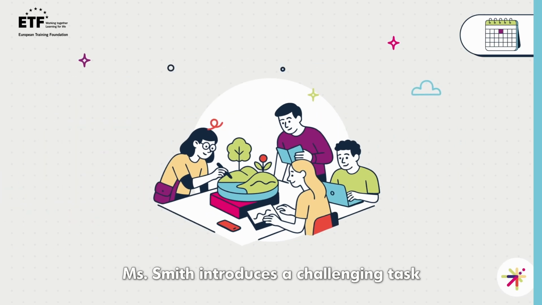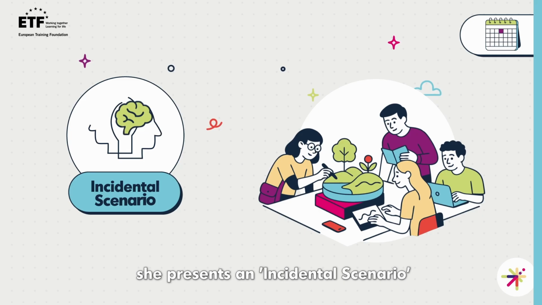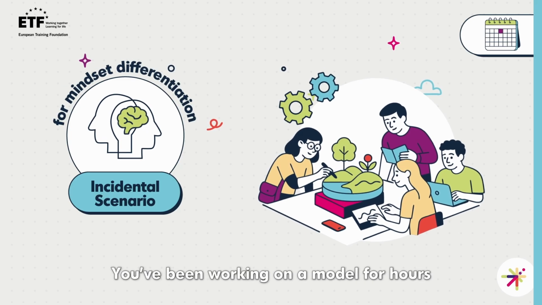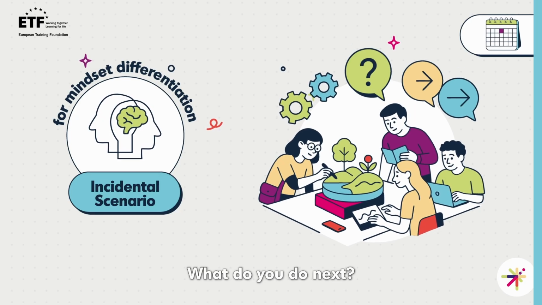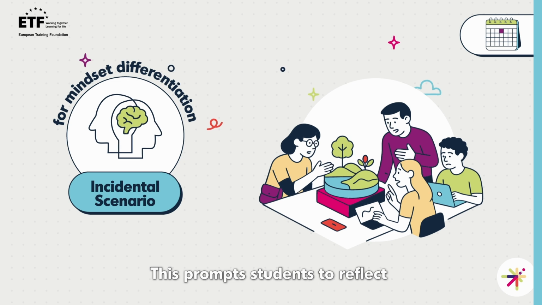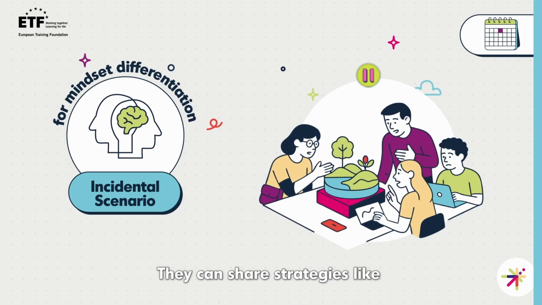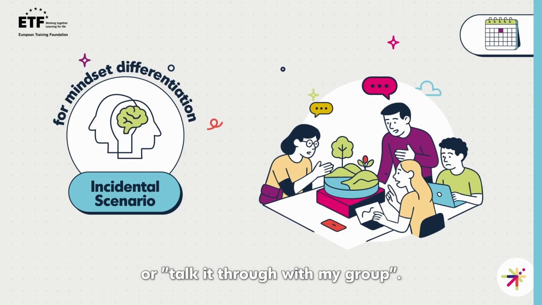Ms. Smith introduces a challenging task: designing a sustainable ecosystem model. Before they begin, she presents an incidental scenario for mindset differentiation. You've been working on a model for hours and it still doesn't function. What do you do next? This prompts students to reflect on how they respond to setbacks and opens a discussion on perseverance. They can share strategies like take a break, ask the teacher, or talk it through with my group.